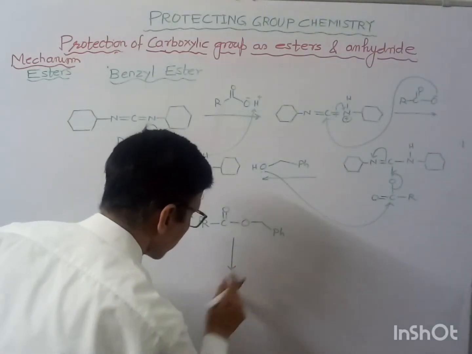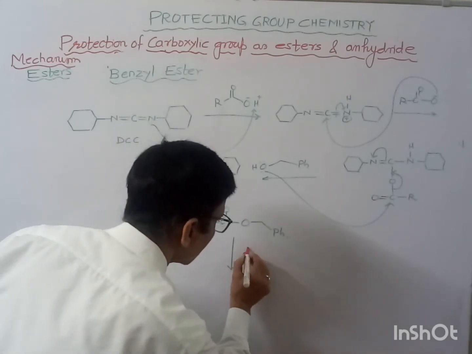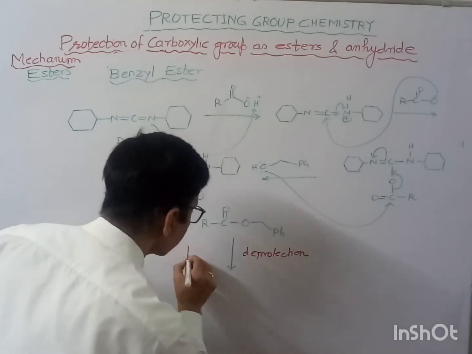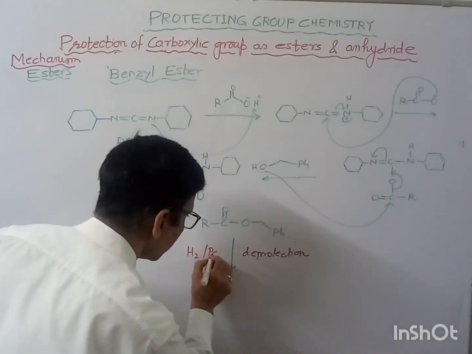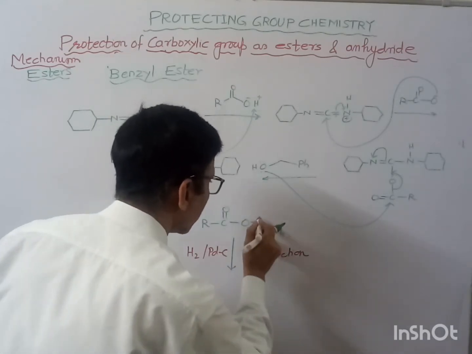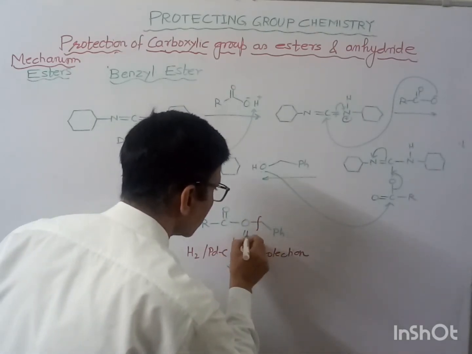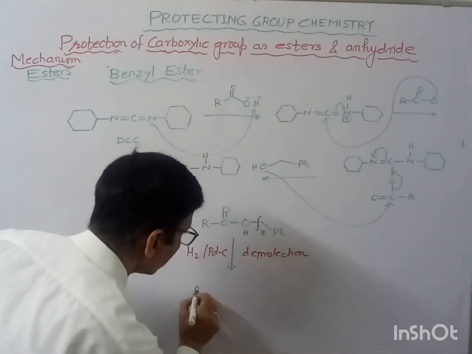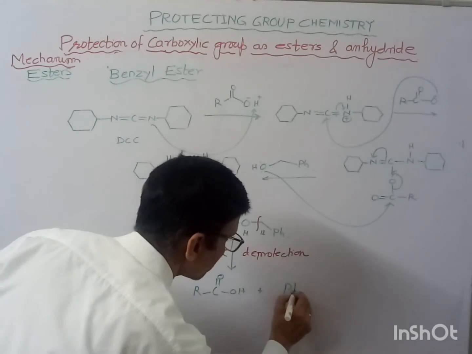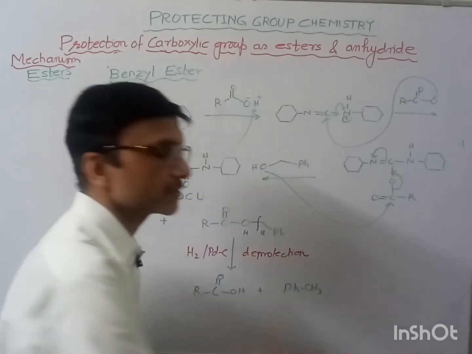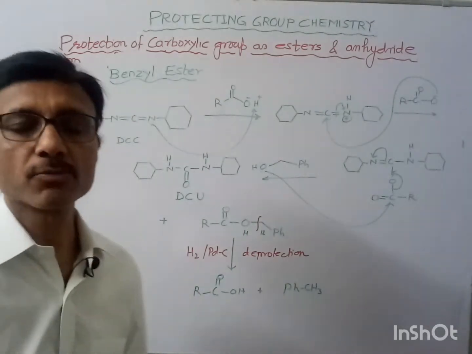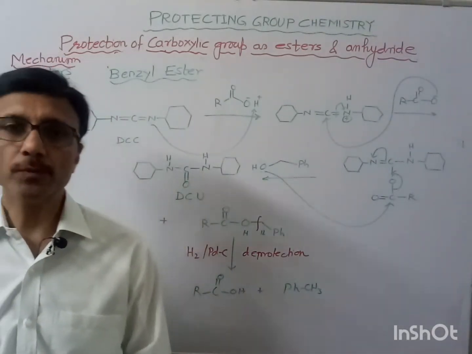So this can be deprotected. Deprotection can be done using hydrogenolysis. So this bond will get broken, this bond will get broken and here one of the H will come over here, another H, and we will get RCOOH plus this. So these are the different ways that a carboxylic acid can be converted into esters.